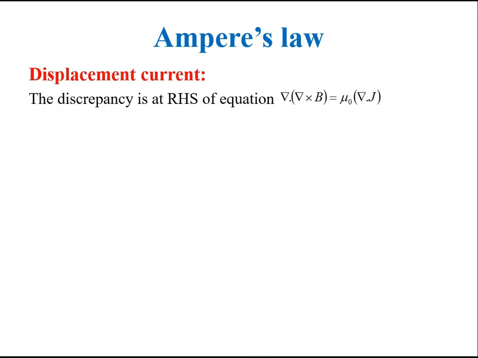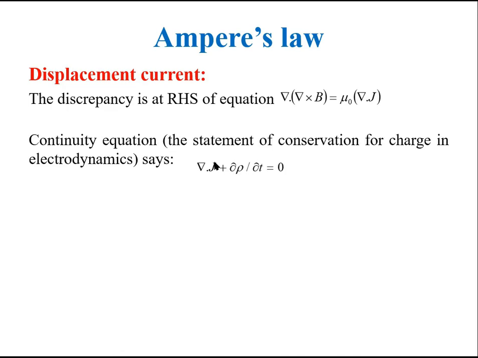Since the discrepancy in Ampere's law was at right hand side of its differential equation, it was that the divergence of current density J at right hand side was not vanishing in case of steady state current. To remove this problem, let us start with continuity equation, which says divergence of J plus time rate of charge density when added with each other gave 0.